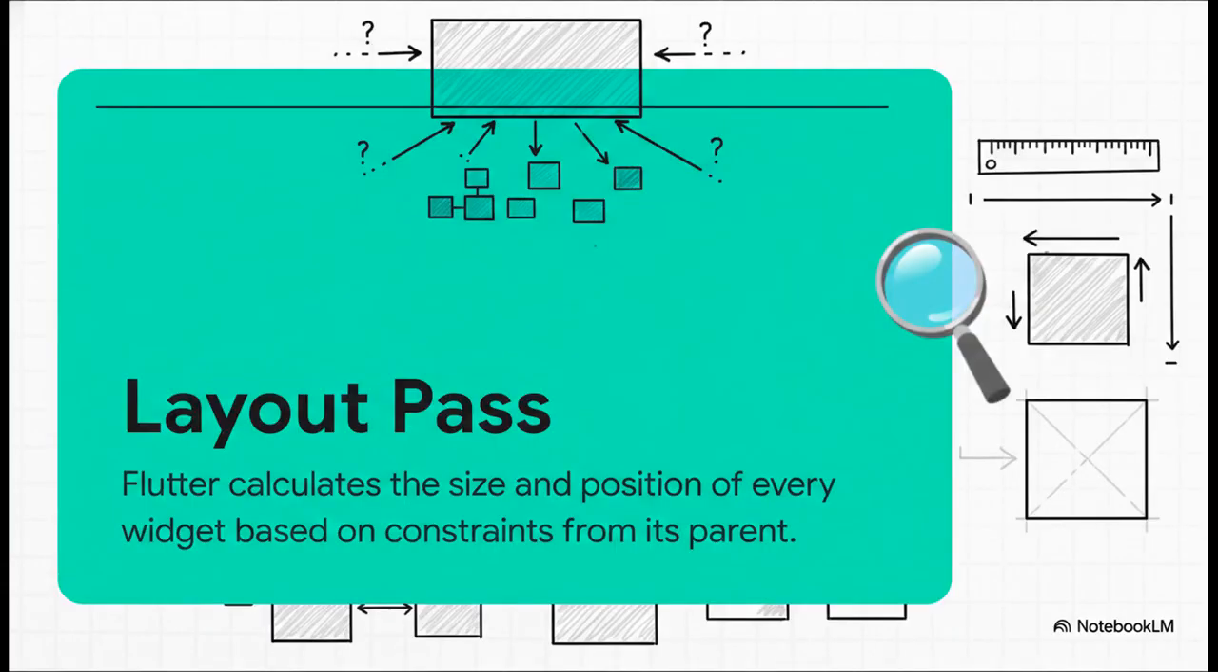So let's just quickly look at what each one does. First up, we've got the layout pass. This is where Flutter walks down the tree of all your widgets and basically plays a game of negotiation. The parent widget tells its child, hey, you've got this much space to work with, what are you going to do? And the child figures out its own size based on those rules and reports back. This happens for every single widget until the entire UI has a concrete size and position.